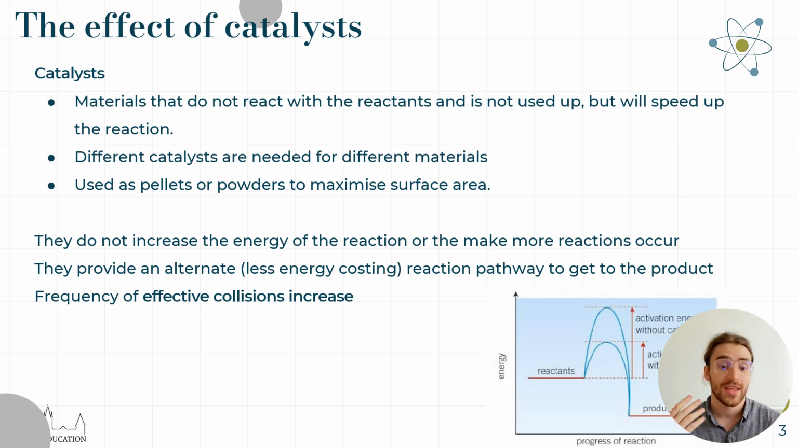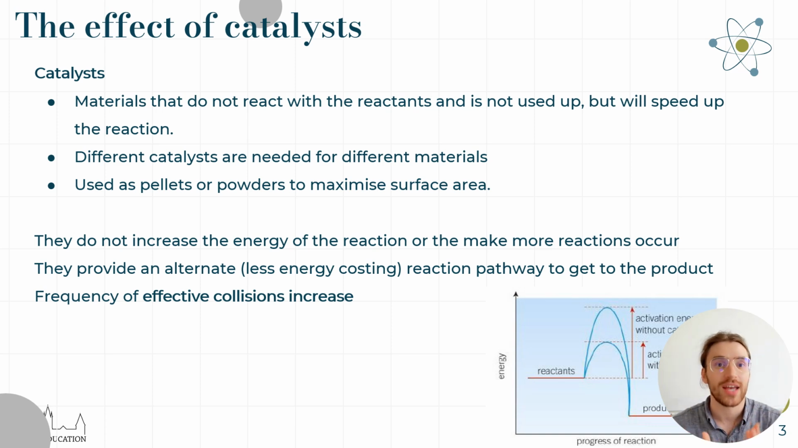Okay, so we can use lots of different materials as a catalyst. A catalyst is going to provide alternate pathways for a chemical reaction to occur. And again, we're going to usually use it in a pellet or powdered form, because it increases surface area that the chemicals can use.